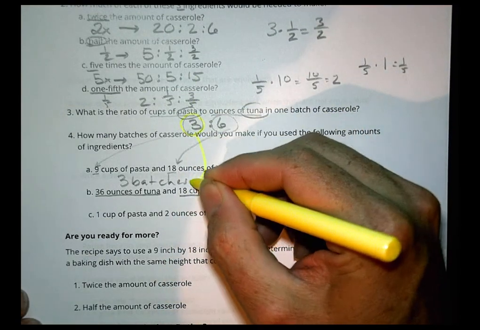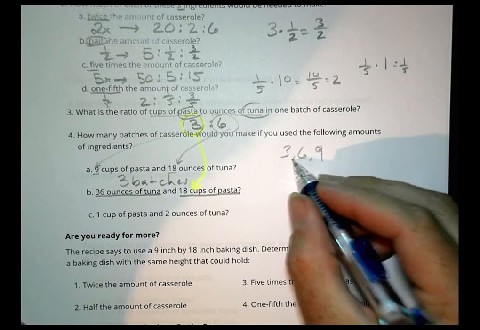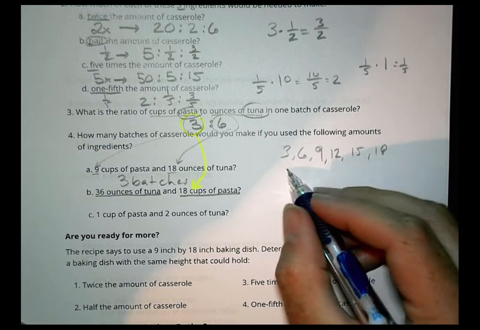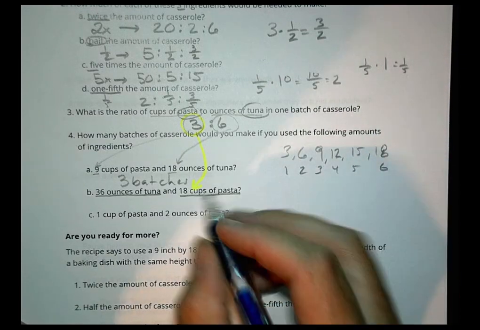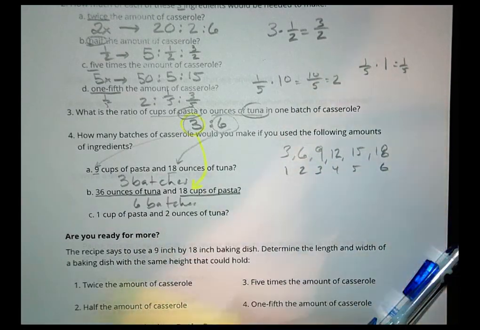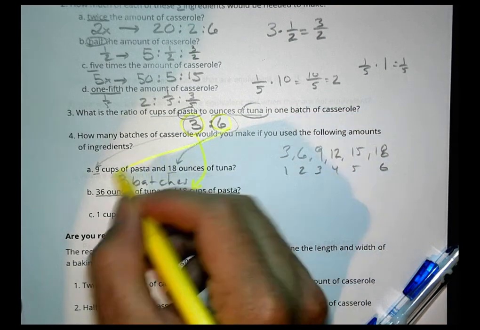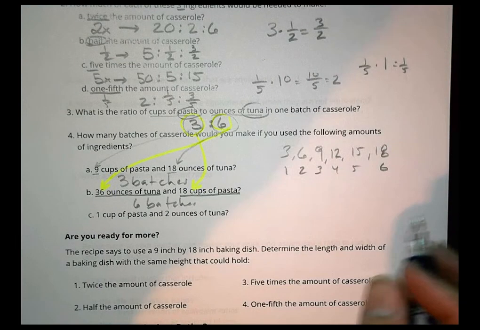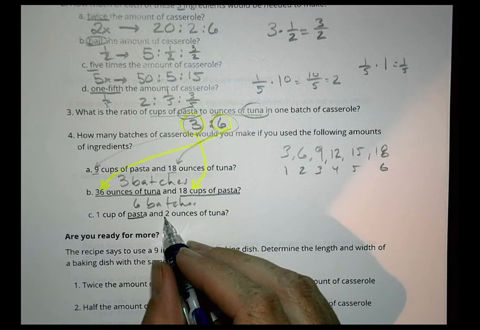So I'm going from 3 to 18. How do I go from 3 to 18? Well, I have 3, 6, 9, 12, 15, 18, which means I'm single, double, triple, times 4, times 5, and times 6. So that's going to be 6 batches of it. Does that work over here for this 6 tuna? Is tuna 6 times 6, what's it equal? 36. Yes, it does. 6 batches.